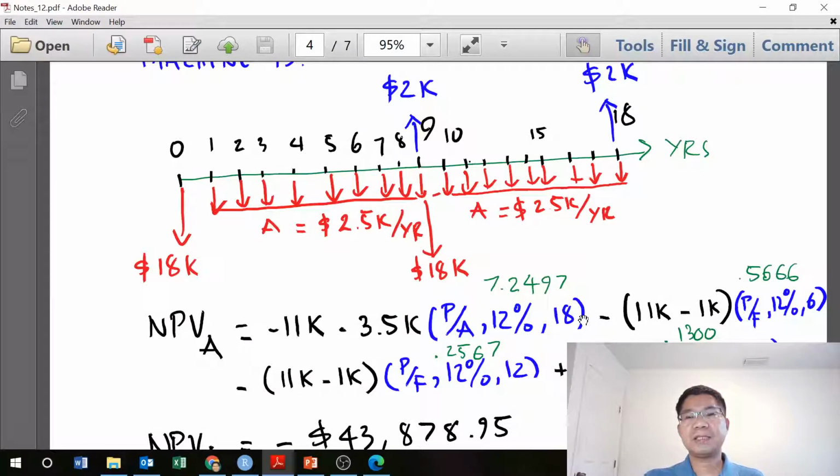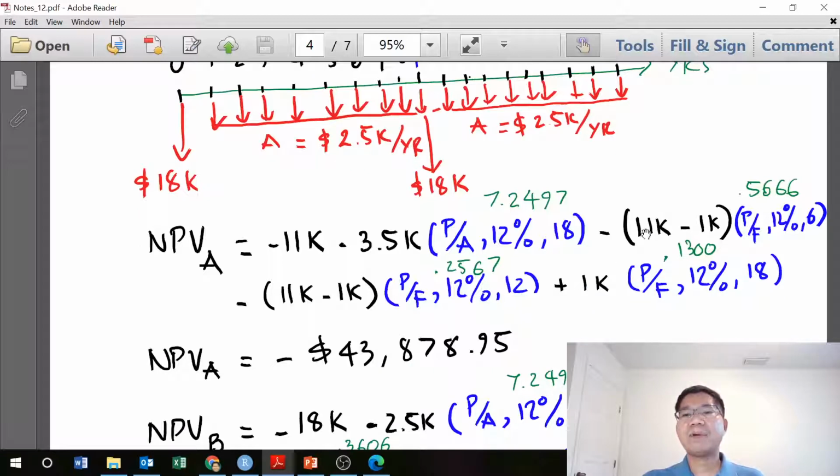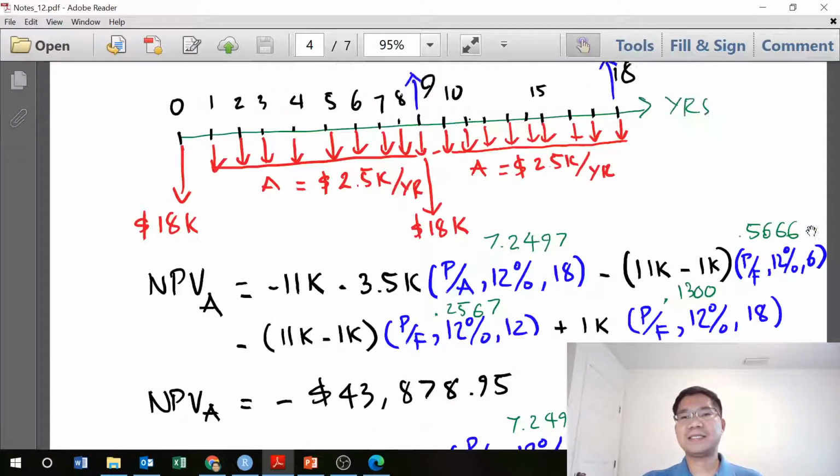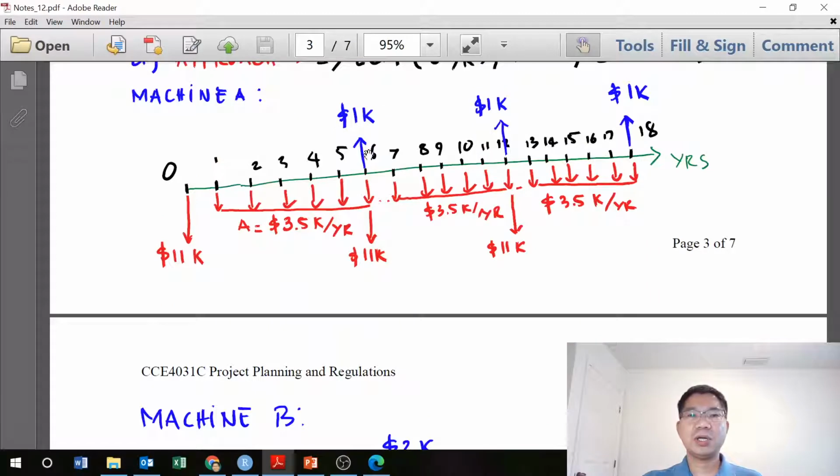Make sense? And then we have this at year 6. I receive 1,000 salvage value, but I have to spend to buy a second machine A, 11,000. That's why 11,000 is negative, receive 1,000, and that is one single amount. So P over F, 12%, 6. That basically here is negative 11,000 plus 1,000, so it will be negative 10,000.